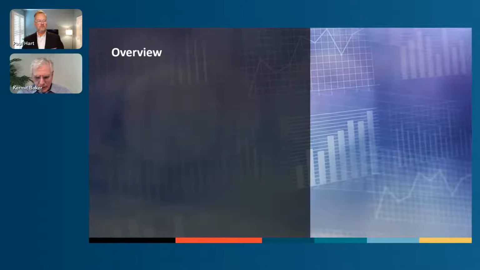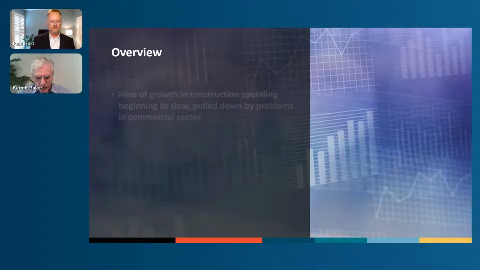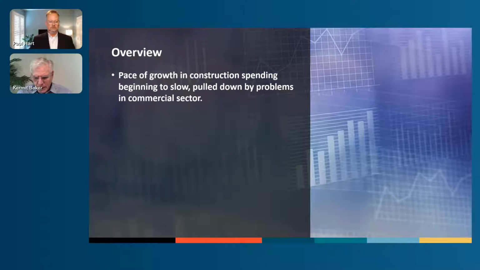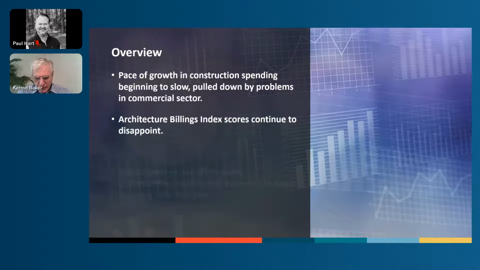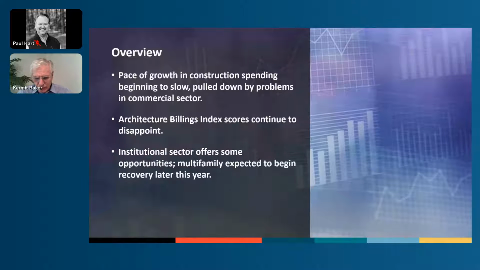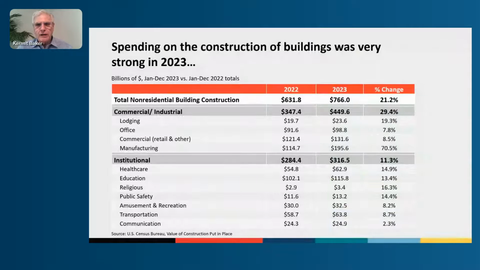As Paul mentioned, I'm going to cover three topics. The first one is recent trends that we're seeing in construction activity. The second is business conditions at architecture firms, and the final one is the construction outlook for the remainder of this year and into 2025. So let's dive right into the numbers here.